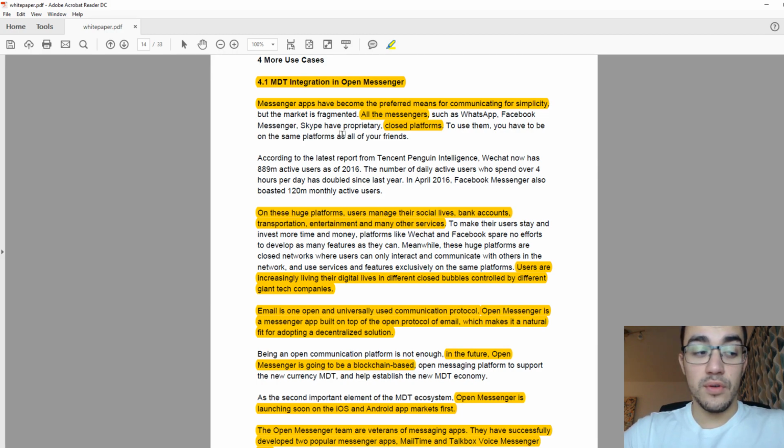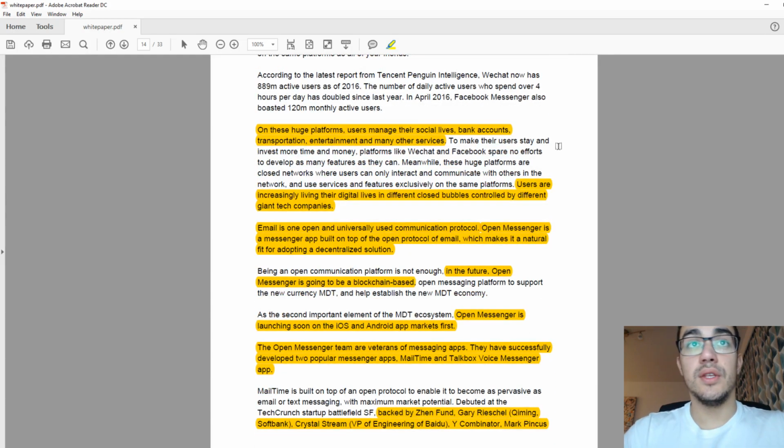If you are on Facebook, you can't send something to a Skype account. That's easy. That's a closed platform. An open platform would be if Facebook was an open platform and Skype was an open platform, you would be able to send a message from Facebook to Skype.